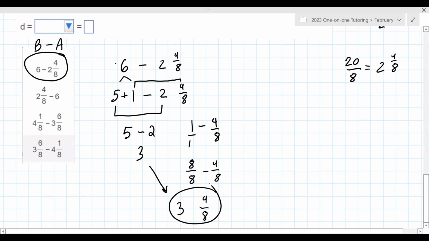Yes. I did that wrong. No. It'll be 3 and 4/8. And yes. Oh, there's still another part. Can you share your screen so we can look at it together?